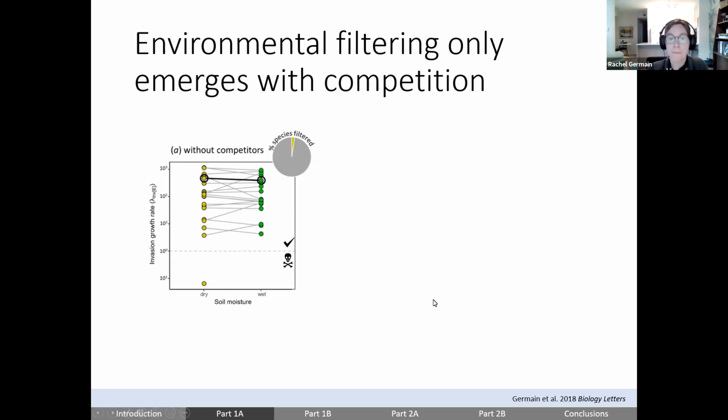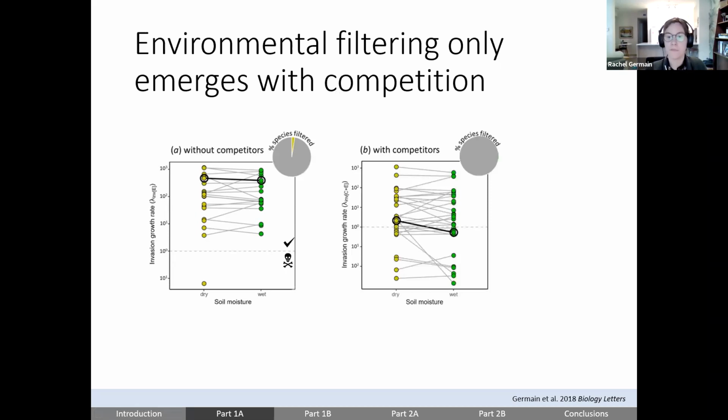If we compare this to what happens with competitors, exact same plot, but now with competitors, you can see that many of these species pairs are actually driven below that persistence threshold. And in fact, if we were to break this down to the number of species that are actually filtered out, you can see that it's quite a lot of them. And also it's pretty equal among these two environments, which is kind of interesting.